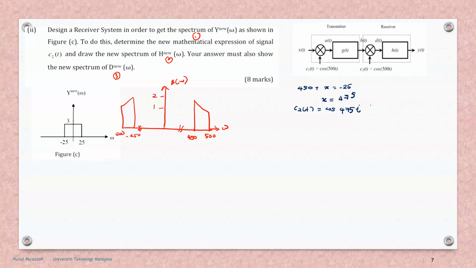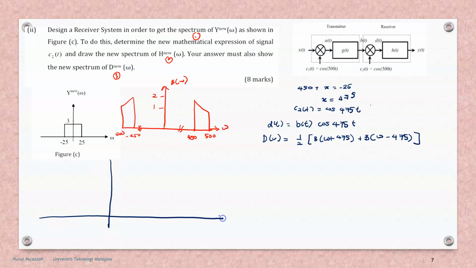Now that you have found C2T, you can determine D(ω). We know that d(t) is equal to b(t) cos 475t. So from here, we can write the expression for D(ω), which is 1/2 [B(ω minus 475) plus B(ω plus 475)], you can put plus first, it's up to you. From there, we can draw the new D(ω), something like this.